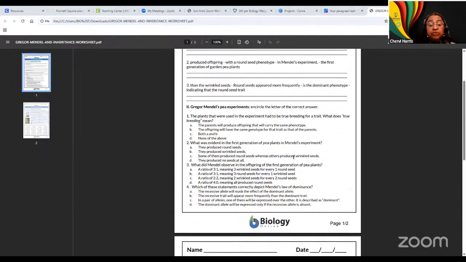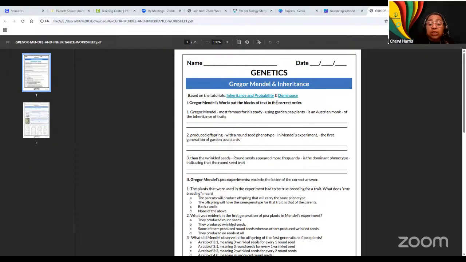Some of you still haven't done this worksheet. All right, again, you don't have to click on these links. The information for that is already in the assignment box. So when it says read, you're getting that information from the box.